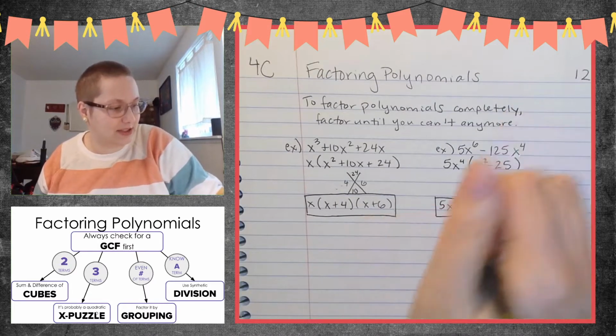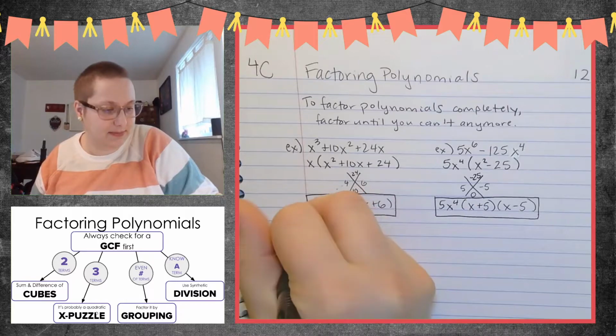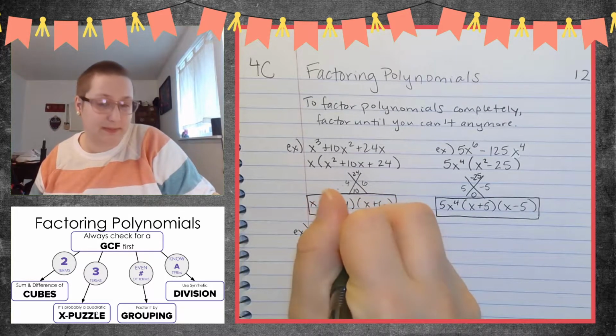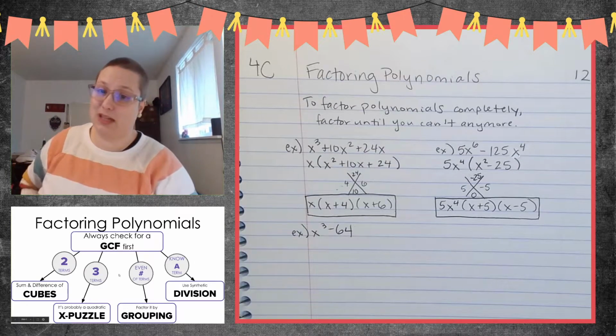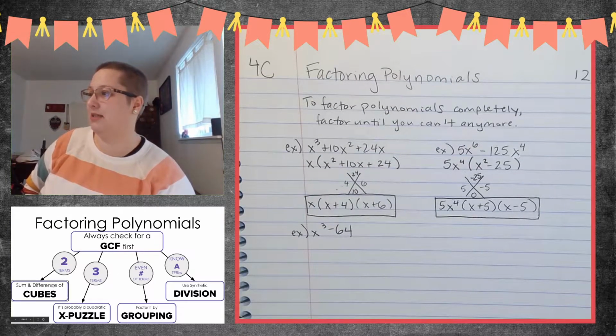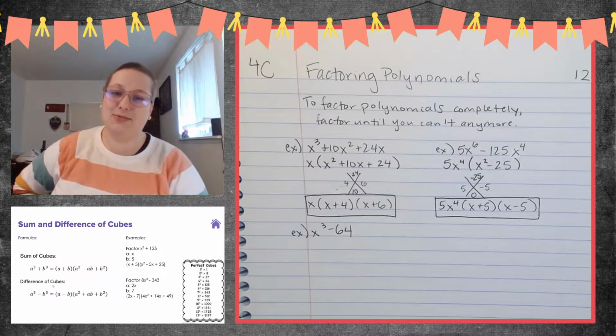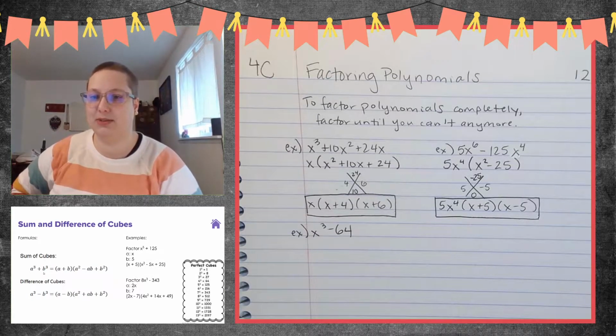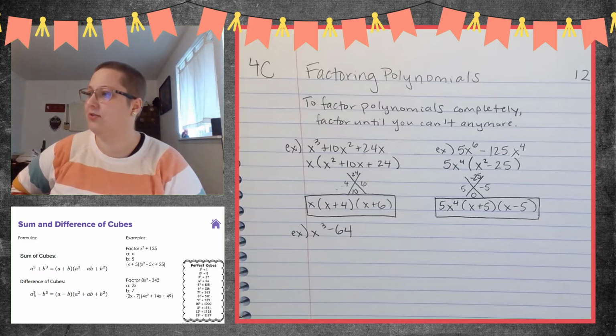Perfect. Let's do one that actually does do the sum and difference of cubes. Let's do x cubed minus 64. This has two terms and one of them is a cube. Probably a sum and difference of cubes. Now we have these really fun formulas where if it's something cubed plus something else cubed, it's going to be something plus something and then blah, blah, blah. This one's minus, so this is a difference of cubes. So this is something cubed minus something else cubed.